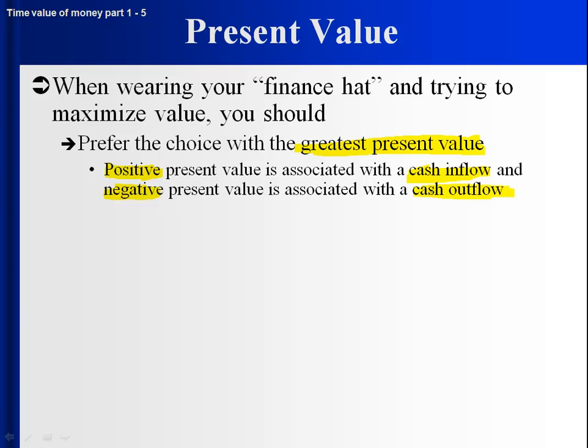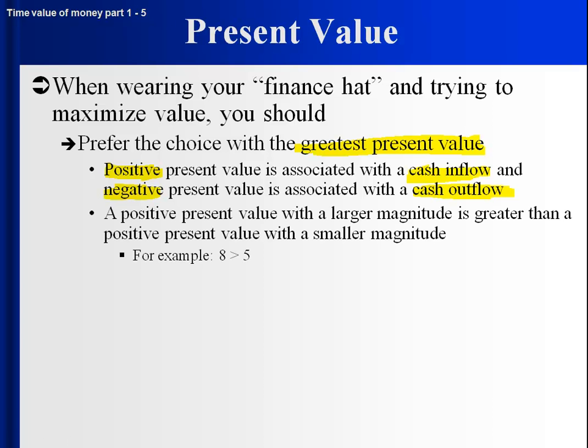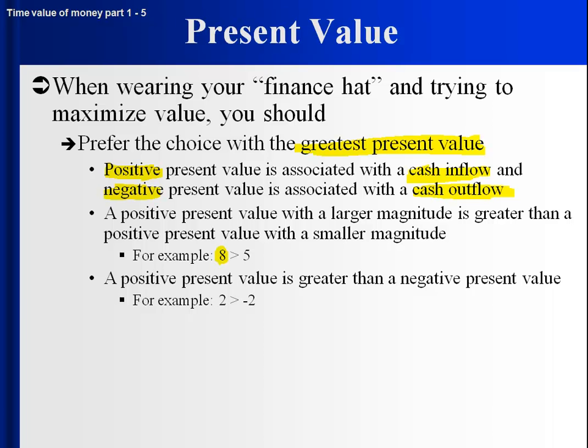So real quickly, let's go over some basic decision rules. If we're comparing assets or options with a positive present value and we had a choice, we would want the one with the higher magnitude. You can imagine, would you rather get $8 or $5? You'd rather get $8. If you're comparing a choice that has a positive present value with a negative present value, clearly you'd want to take the positive. Not only is 2 in this case greater than negative 2, but would you rather receive $2 or would you rather pay $2? I'd rather get $2.